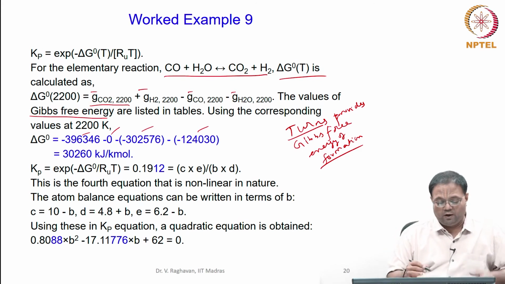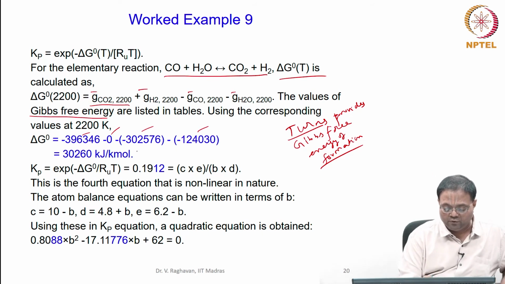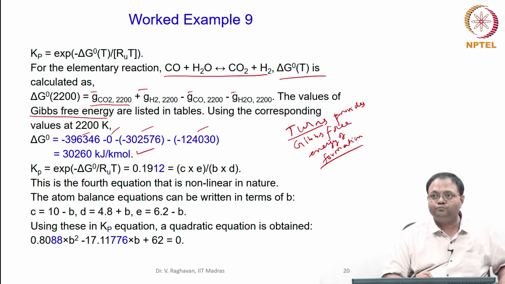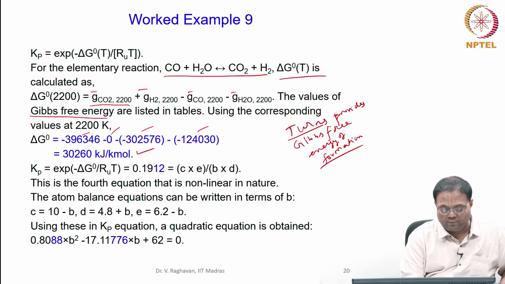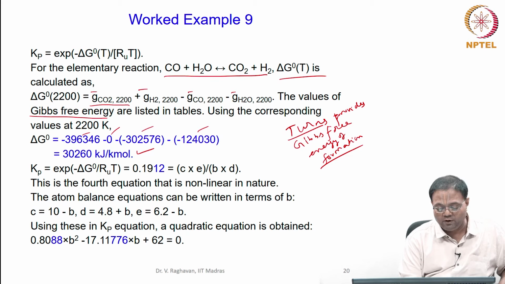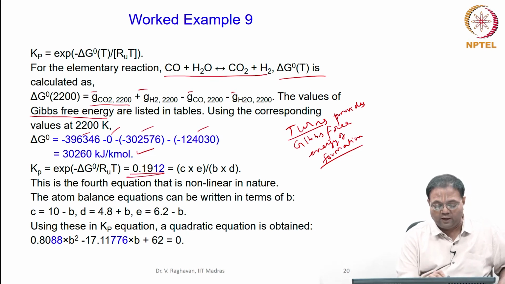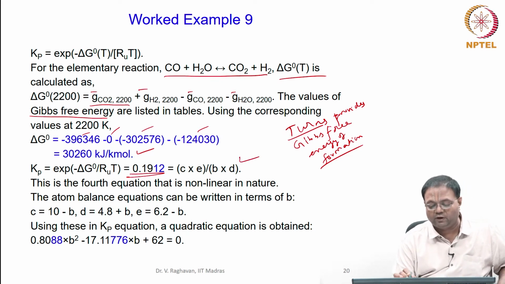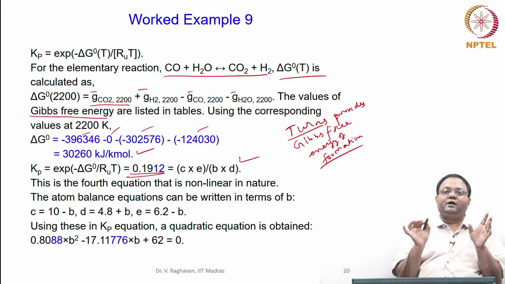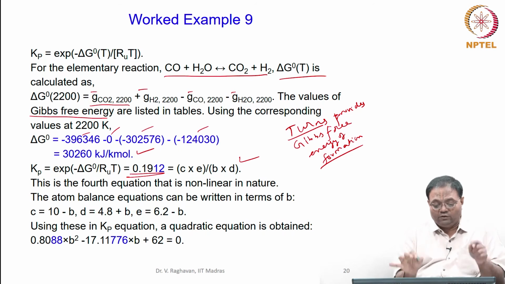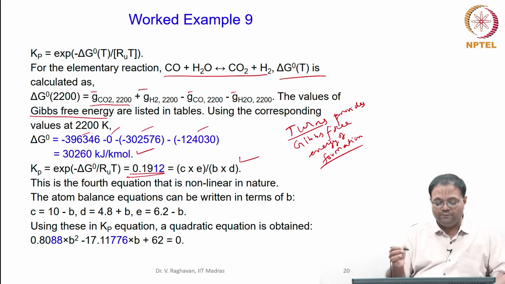So, when you calculate the Gibbs function, you get this value and calculate the Kp based upon the expression exp of minus delta G by RuT. So, you get this value. So, Kp is known now, and the expression for Kp in terms of B, C, D, E is also known. So, now this is a non-linear equation. So, this equation along with the atom balance equations we have to solve.